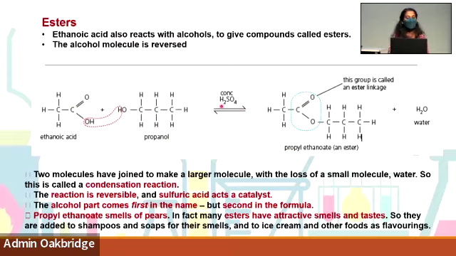In order to create ester from carboxylic acid and alcohol, something must be removed. What will be removed? Water will be removed. That means it will be dehydrated. So water will be removed. This is a dehydration process.